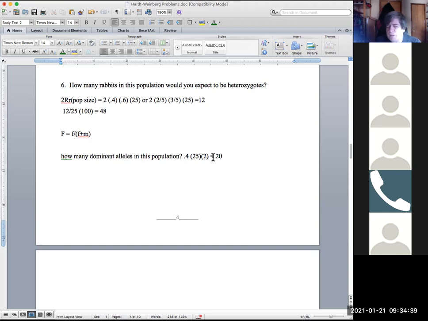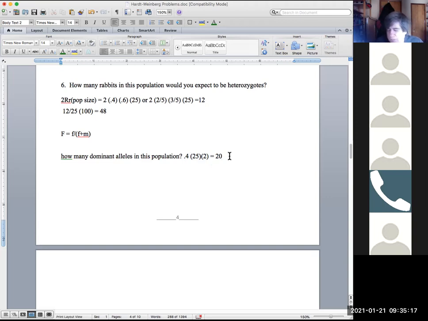Now, think about this population overall. There are 50 alleles in this population, 25 times 2. If there weren't any dominant alleles, there would be 0. But if everybody was homozygous dominant, there would be 50. So if there were 100 rabbits in our population, the biggest answer you could get for the number of alleles would be 200. If you got something bigger than 200, somewhere you went wrong.